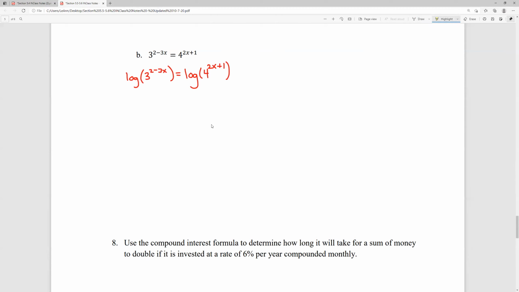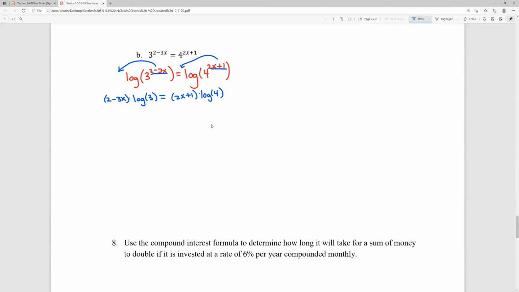And then notice that I have right here, I'm going to highlight underneath this with blue. These are exponents. So these can come to the front using that log power rule. So this would then be (2 minus 3x), I'm putting it in parentheses because it's a binomial, times log of 3 equals (2x plus 1) times log of 4. Okay, so that's using the power in an argument can come to the front as a coefficient.